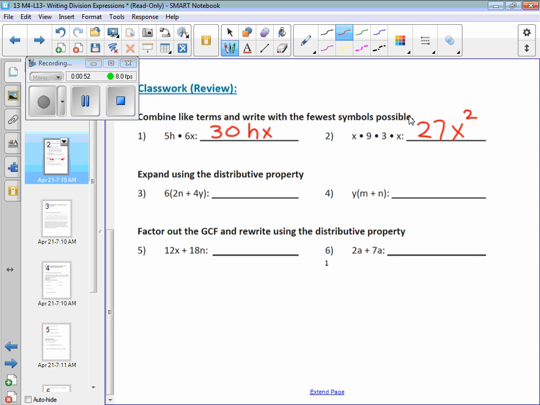Let me show you how to do 3 again. Take the number or term outside the parentheses and multiply it by each term inside the parentheses. What's 6 times 2n? Ava. 12. Not 6 times 2 is 12, but don't forget that n. It's 12n. 6 times 4y. Oh, okay, that's 24y. Yup.